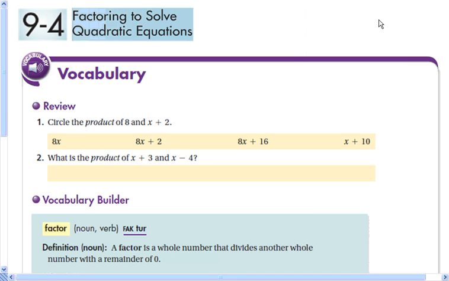Hey students, this is lesson 9.4, factoring to solve quadratic equations. We've learned a couple methods, most recently how to use square roots to solve quadratic equations. Now we're going to learn how to factor. Go ahead and do this quick review. You just need to remember how to factor polynomials to do this lesson.